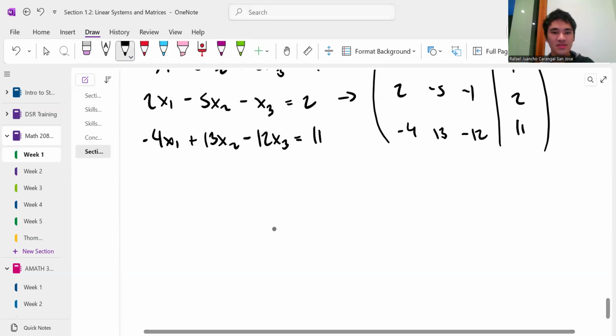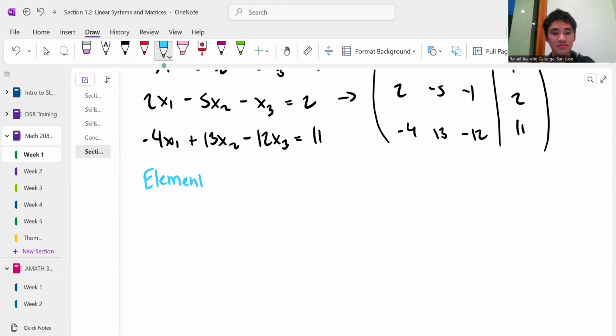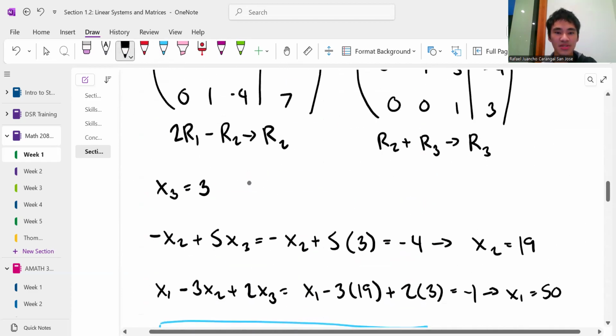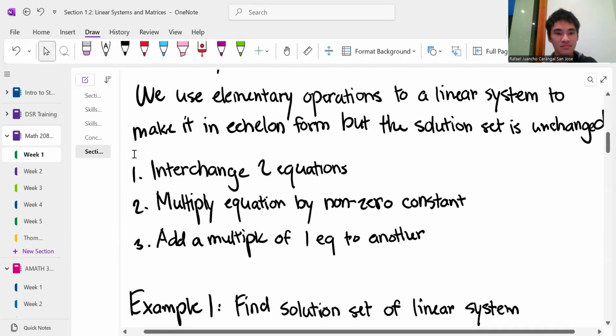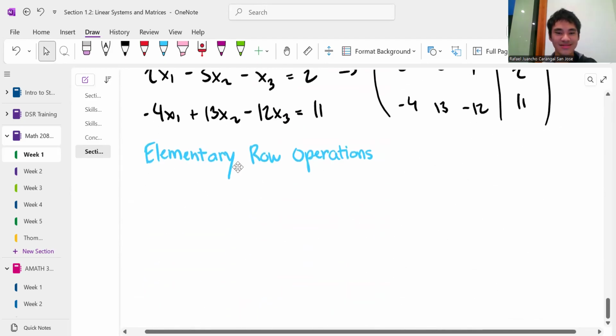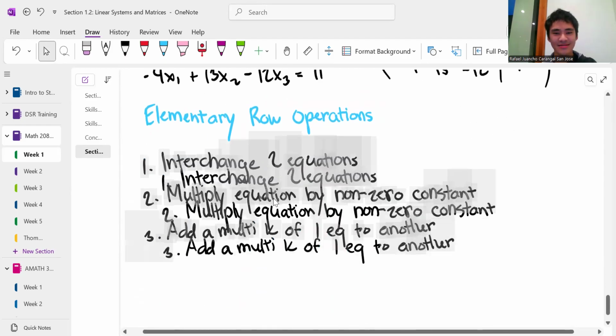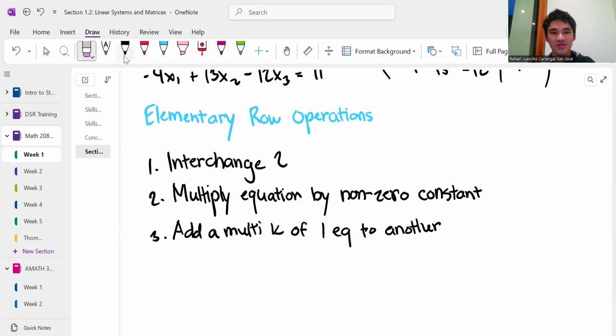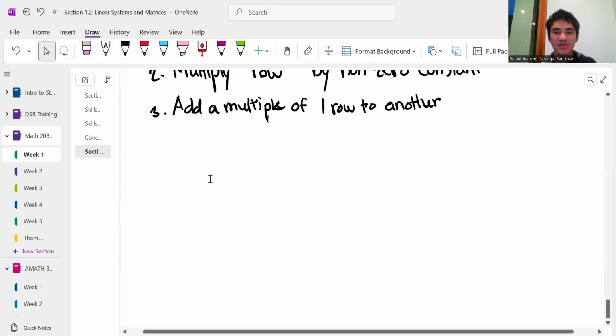Now we talk about, well, it's a bit similar, elementary row operations. And honestly, it's the same thing. So I'm just going to copy paste what I wrote here, but instead of equations, I'm just going to change it to rows. That's the only difference, right? So equations, make it rows; multiply equation, multiply row; add a multiple of one row to another row. That's the only difference.